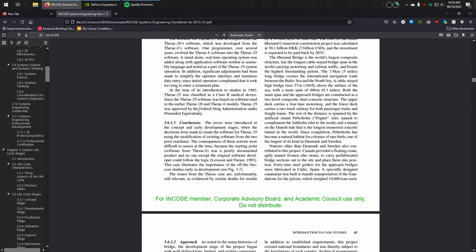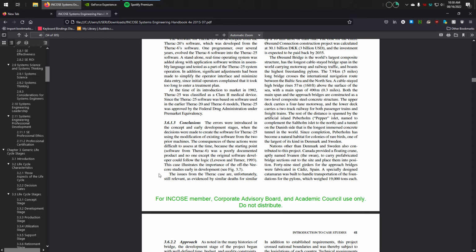3.6.1.3 Conclusions. The errors were introduced in the concept and early development stages, when the decisions were made to create the software for THERAC 25 using the modification of existing software from the two prior machines. The consequences of these actions were difficult to assess at the time, because the starting point, software from THERAC 6, was a poorly documented product, and no one except the original software developer could follow the logic. This case illustrates the importance of the trade-off studies early in development.